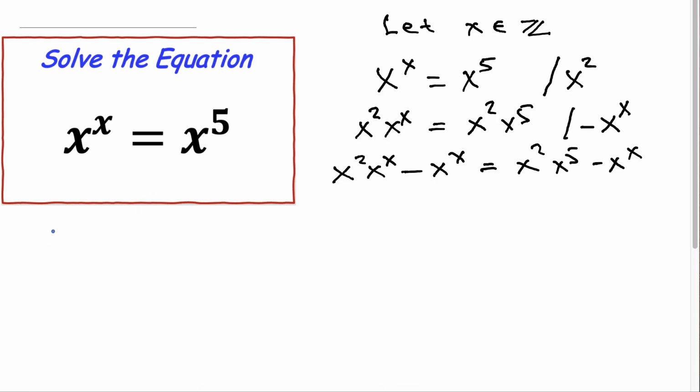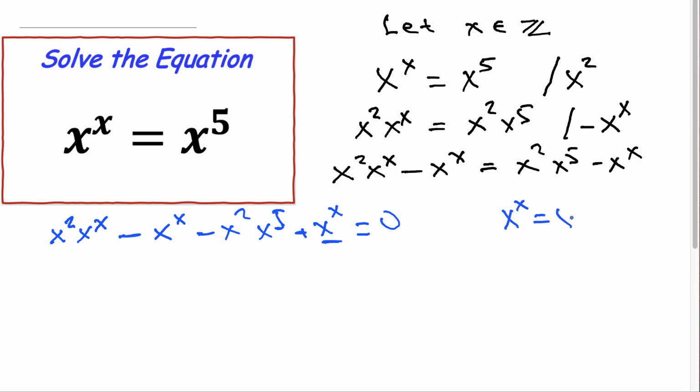And if I'm taking a little bit of a shortcut, then we have x squared x to the x minus x to the x minus x squared x to the 5, plus x to the 5, so this is going to change the sign, equal to 0. But now, before I go any further, this x to the x, I am going to substitute by x to the 5. Why? Because we already see x to the x is equal to x to the 5, according to this first condition, this given equation. So instead, when I have x to the x, I'm going to substitute by x to the 5.